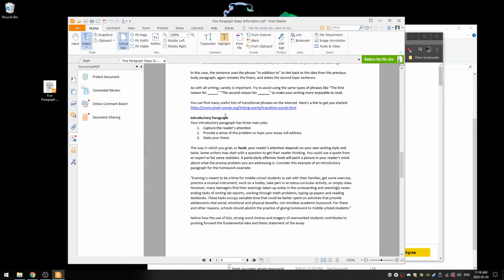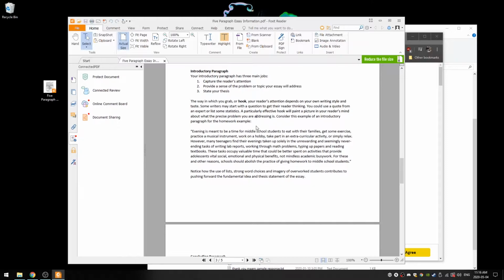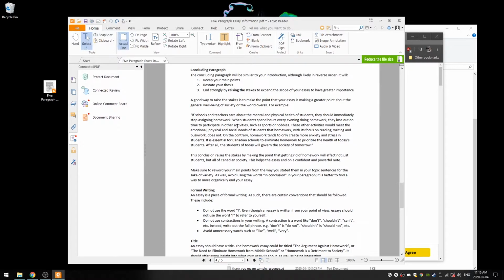So in this document, I have it broken down what each paragraph does, how to do it, how to create a good hook to draw your reader's attention in. And I have some examples in here as well. I'm not going to go through that right now. I'll let you do that on your own. Same thing for the conclusion paragraph.